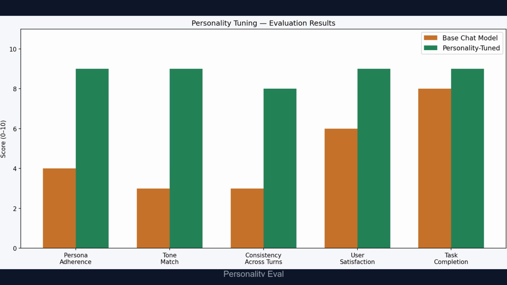That's the key insight. A model with a well-defined, consistent persona doesn't just feel better, it actually completes tasks more effectively, because the structured persona encourages structured, complete responses. Personality and helpfulness aren't in tension. When done correctly, they reinforce each other.